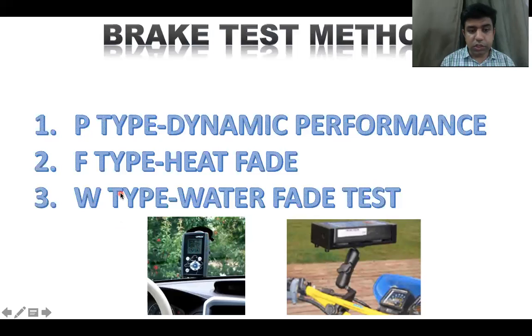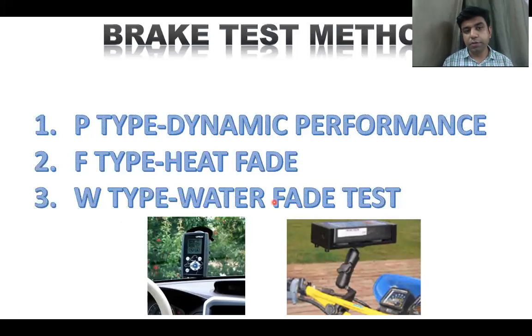Third type is the W type test. W type test, here it is written as water. W stands for water fade test, but this is not a condition in which the track is being kept wet. Here the track will be in dry condition, but the braking part would be sprinkled with water. That brake part would be covered with water which has a temperature less than 30 degrees centigrade.